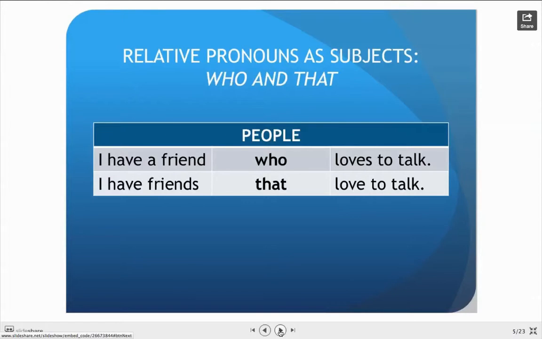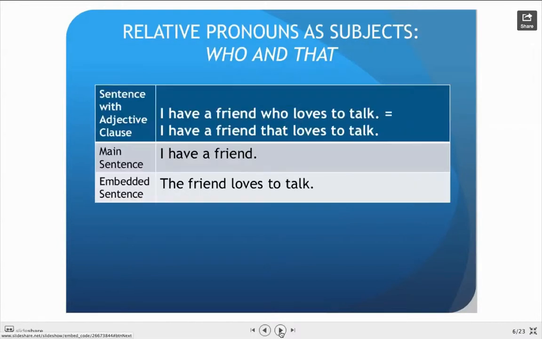Okay, who and that are relative pronouns that we use when the subject is a person. I have a friend who loves to talk. I have friends that love to talk. These are both correct. You can say either one. I have a friend who loves to talk, or I have a friend that loves to talk. These are both correct sentences.